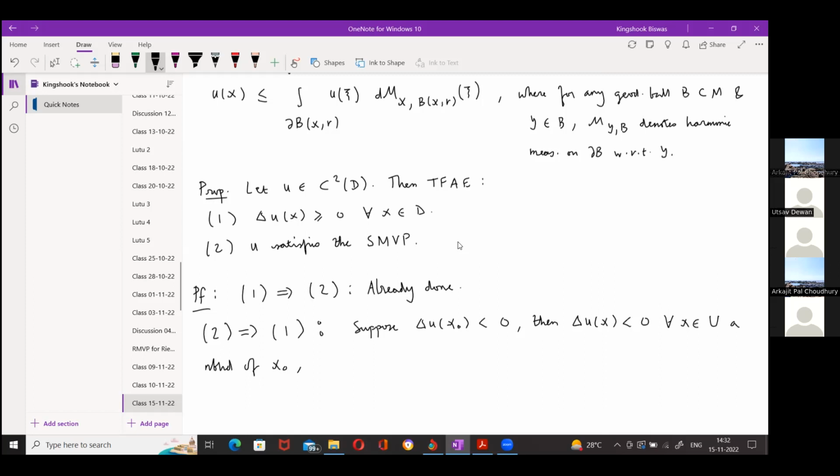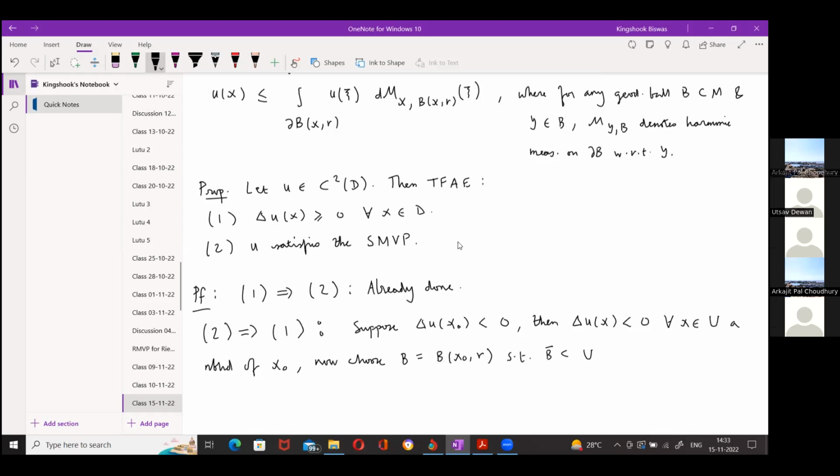All right. So now choose a ball B equal to a ball of radius r with center x naught, which is contained in this neighborhood where the Laplacian is strictly negative. So the closure, B closure, is contained in U.